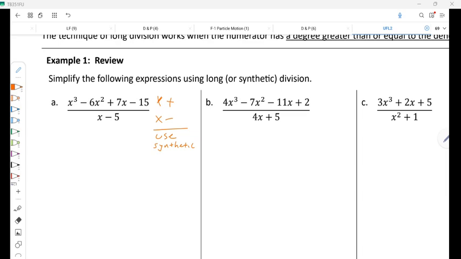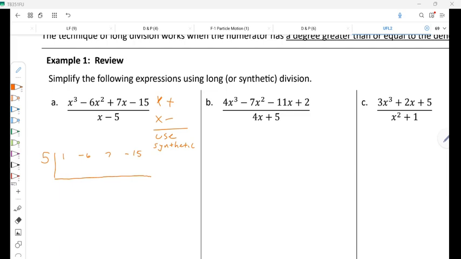Synthetic division is a shortcut for long division, but there are some little things that you have to remember along the way. The very first thing is you're going to take the number that you see when you look at the denominator, -5, and flip its sign. So when you do synthetic division, you put the opposite sign on the outside. If it's a -5, you'll put a +5. And then you drop the coefficients from the numerator into the bar. So 1, -6, 7, and -15.